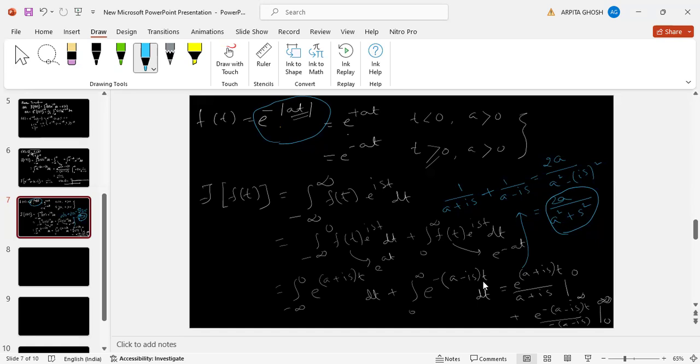So now if we integrate, we will have e to the power a plus is into t by a plus is. The second one is e to the power minus a minus is into t by minus a minus is. In both, an e to the power minus infinity comes, and those parts become 0, and in both an e to the power 0 comes, which gives 1, leaving a plus is and a minus is below. Adding both, the numerator will be 2a, and the denominator will be a square plus s square. Clear?